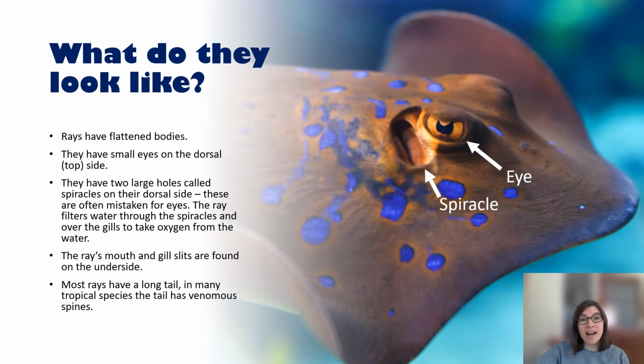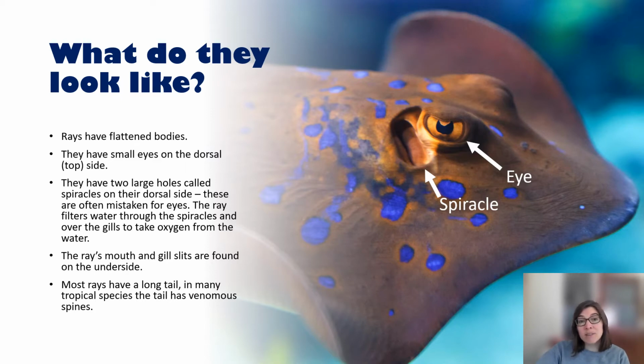So what does a ray actually look like? As I said, rays have flattened bodies, and this is so that they can hide under the sand at the bottom of the seabed. They have small little eyes on the dorsal or top side of them, so you can see where the eye is there. And then beside that, they have two large holes called spiracles. So you can see the spiracle hole there.